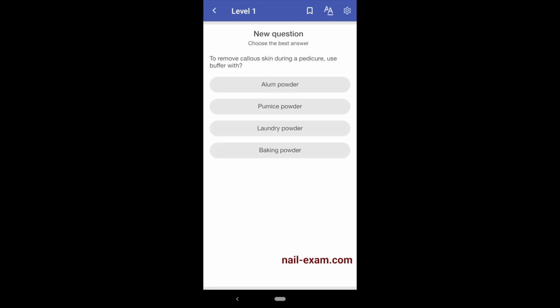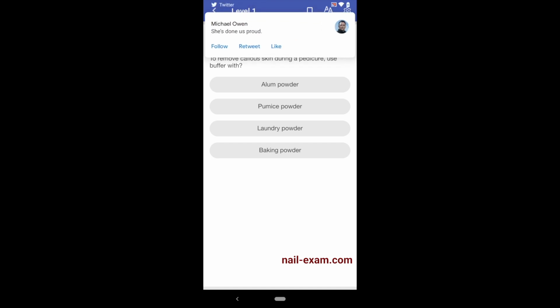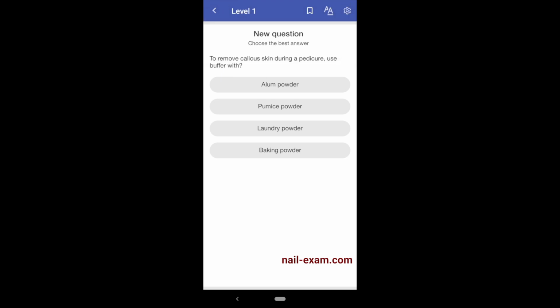To remove callous skin during a pedicure, use buffer with. Answers: A. Alum powder. B. Pumice powder. C. Laundry powder. D. Baking powder. The answer is B.